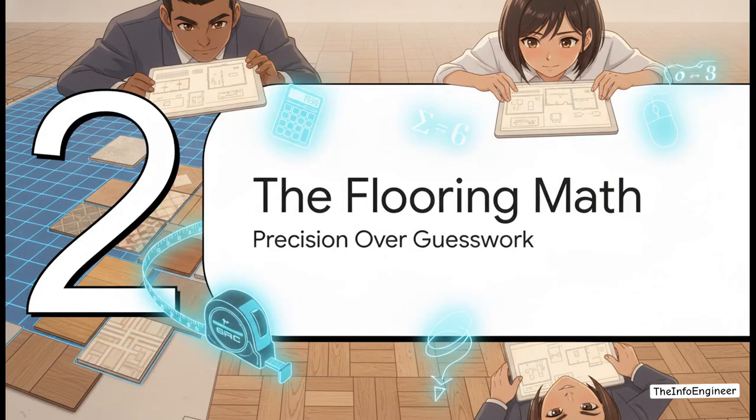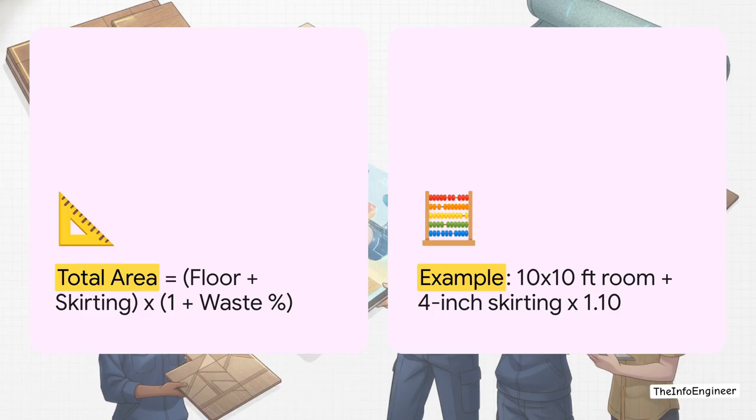Moving right along to Phase 2, the flooring math. This is all about precision over guesswork. Take a good look at this split screen. On the left side, we have the core professional formula. To find your total area, you add your floor area to your skirting area, and then you multiply that combined number by 1 plus your wastage percentage. It's that simple. On the right, let's make this a bit more tangible with an example. Say you have a standard 10 by 10 foot room plus a 4-inch skirting height around the whole perimeter. You calculate that base square footage first. Then, if your waste factor is 10%, you multiply that whole thing by 1.10. It's a completely systematic, unbreakable mathematical process.